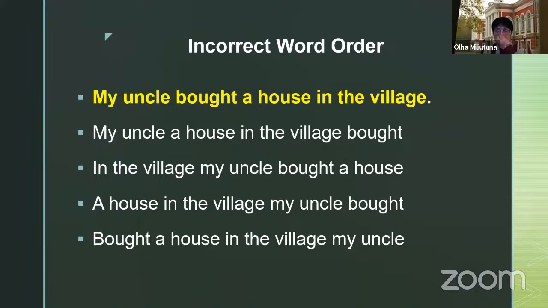subject-verb-object structure. On the slide, you can see the correct sentence in English and the variants that can be used by the Ukrainian speakers. You see that the subject may be in the first place in the sentence, in the middle, and at the end, just as the predicate also can be at the beginning, in the middle, and at the end of the sentence.